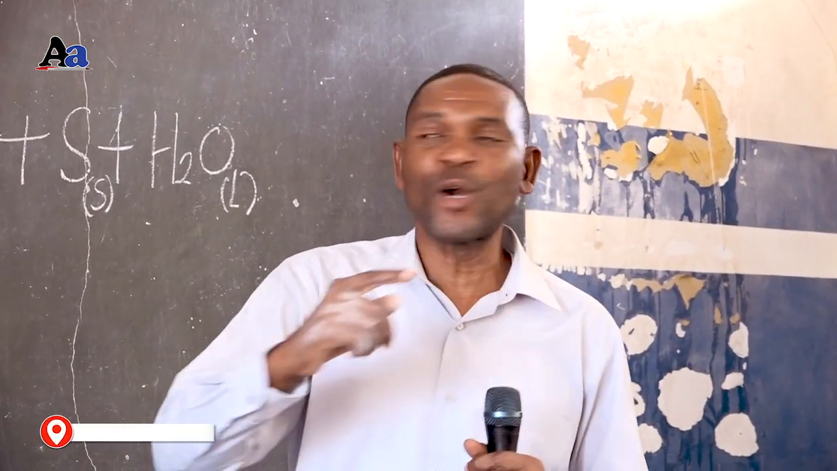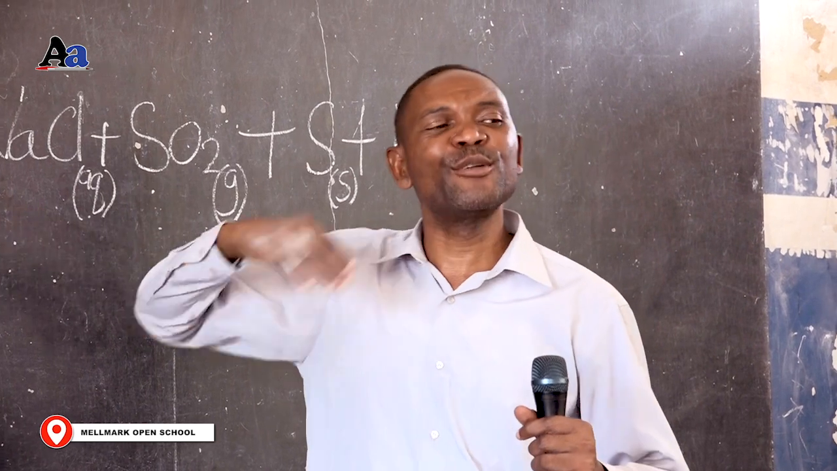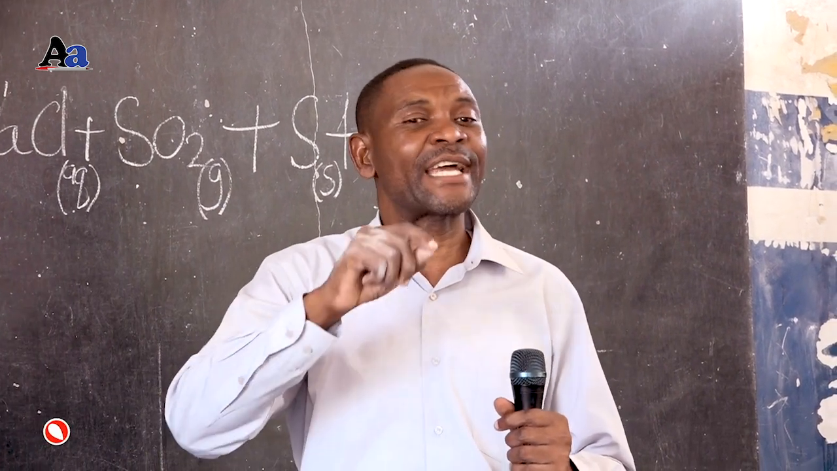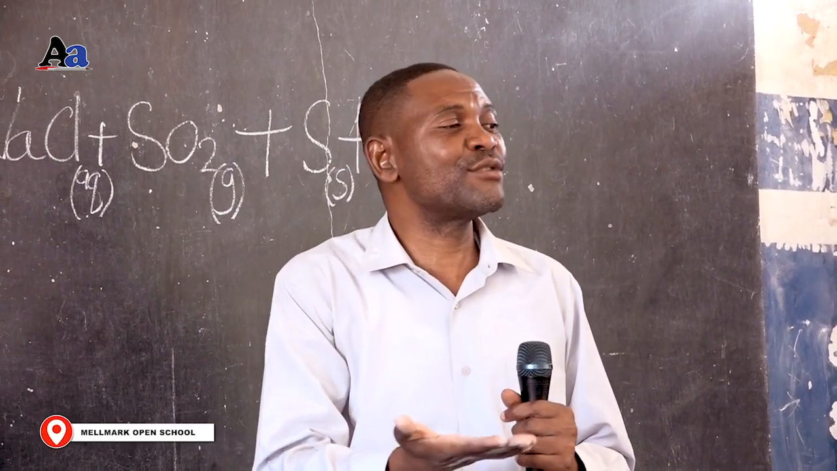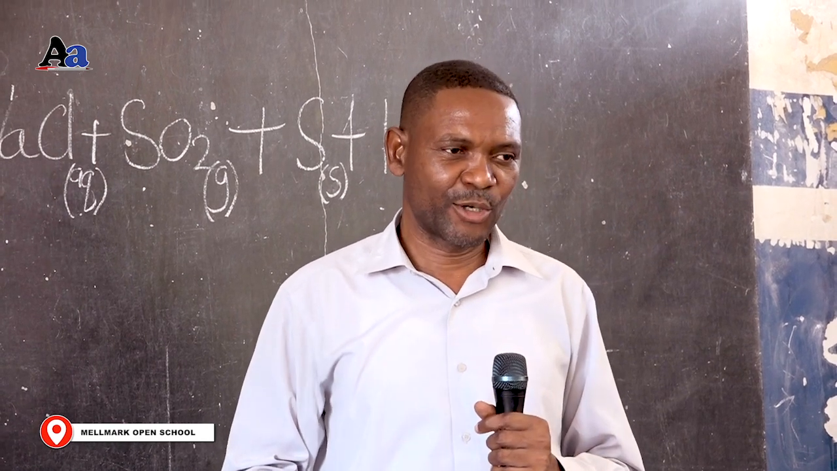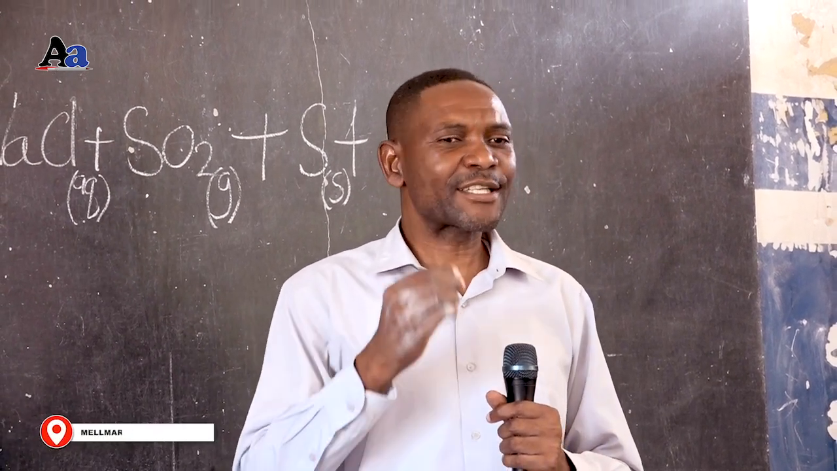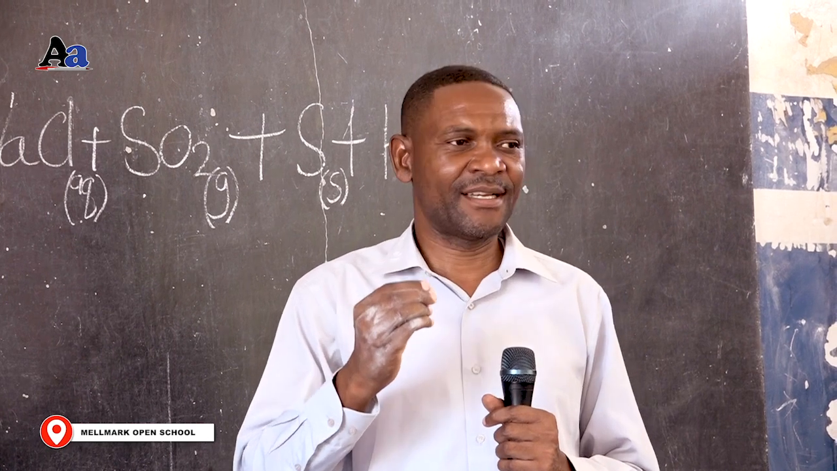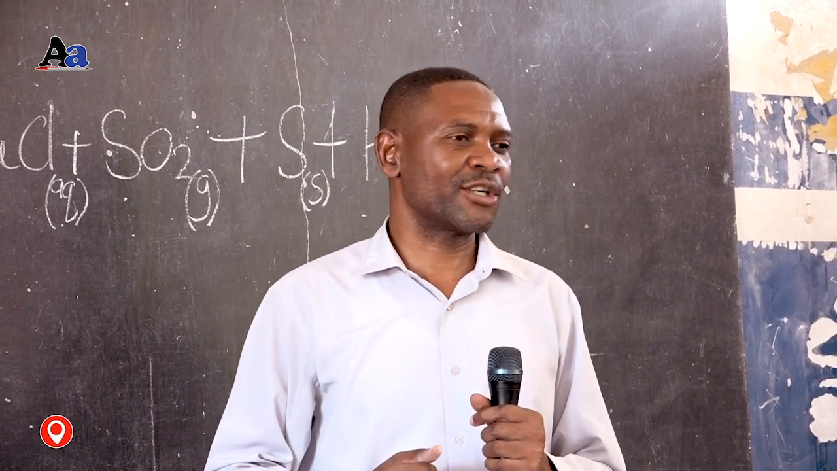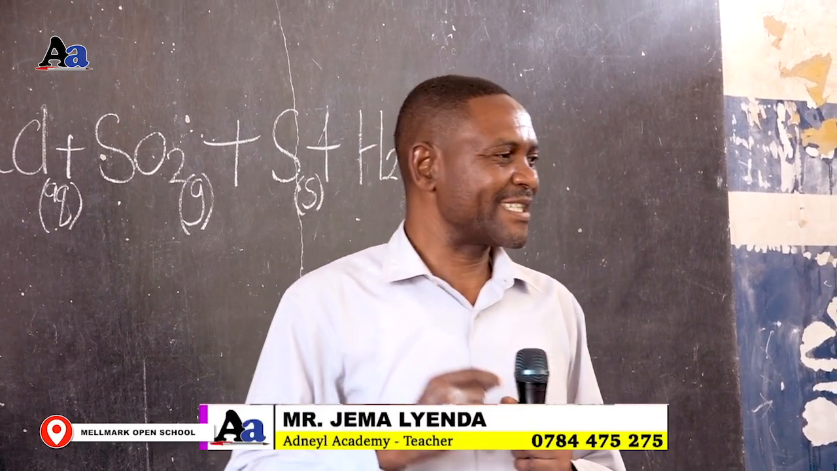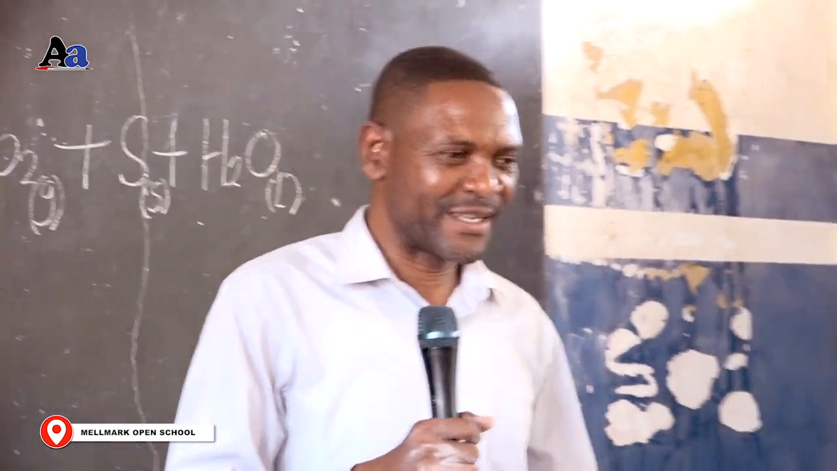Now, in connection to this reaction, if you remember during the experiment, we had a cross that was put below the conical flask. That cross was disappearing and we stopped the clock. Why did that cross disappear? Kwa nini ile X ilipotea? Why did the cross disappear?